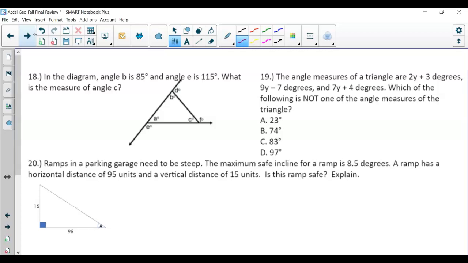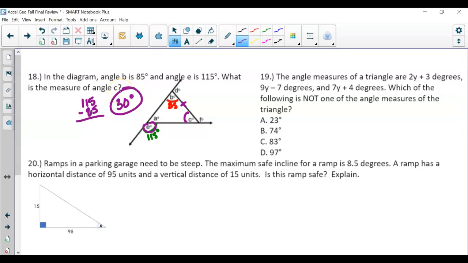So now 18 is going back to our interior exterior angles. So angle B, which is here, is 85 degrees. Then angle E, which is here, is 115 degrees. So how do we find the measure of angle C? Well, if you recall, these two angles that are opposite from angle E add to equal 115. So all we have to do to get C is subtract 115 minus 85. That's why C is 30 degrees.